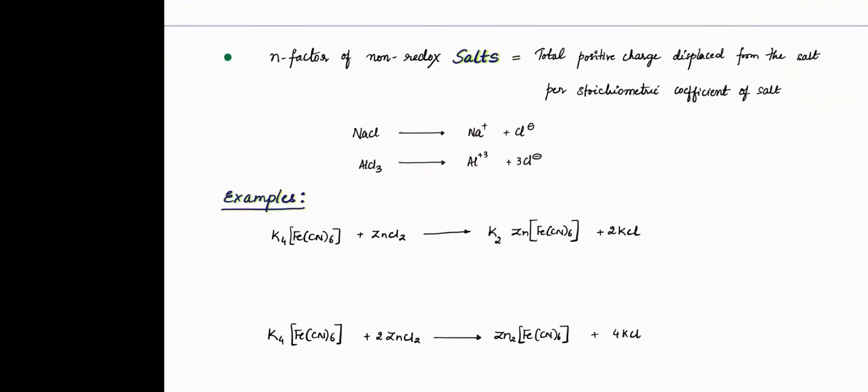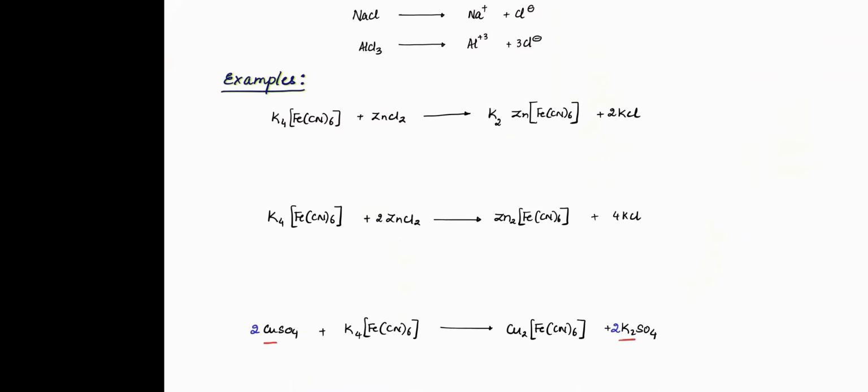Check. The n factor of a non-redox salt will always be equal to the total positive charge per stoichiometric coefficient of the salt. So if you have NaCl, just divide it by 1, and that means 1 will be its valency factor. AlCl3 has plus 3 and minus 3 total charge. So plus 3, or I can take it as minus 3, that will be the valency factor.